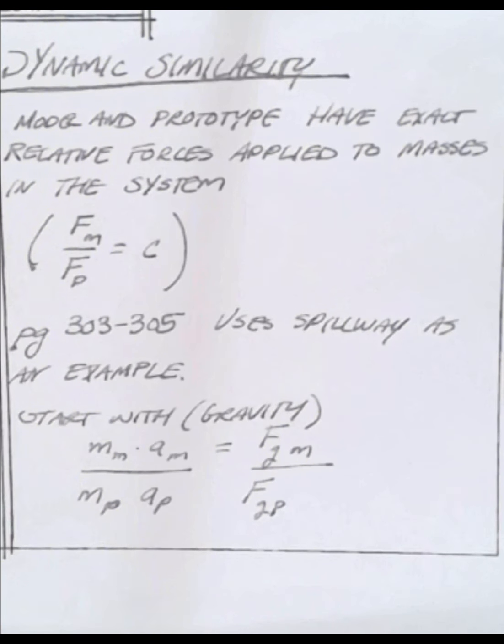In that particular example, they start with gravity ratios, and they have the force of gravity in the model divided by the force of gravity in the prototype, and we want that to equal some constant. It'd be nice if the constant's 1, but sometimes it isn't. We basically adjust masses in the model, because we can't really adjust the prototype. Otherwise that makes it a model, and it's not very interesting.